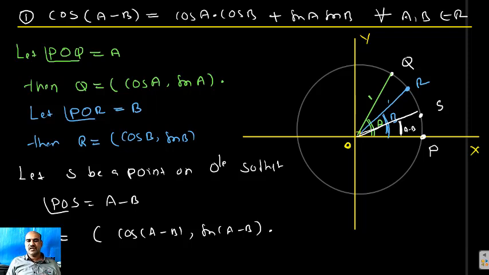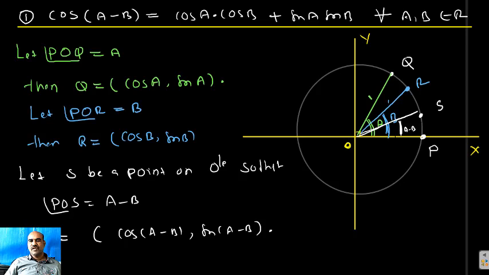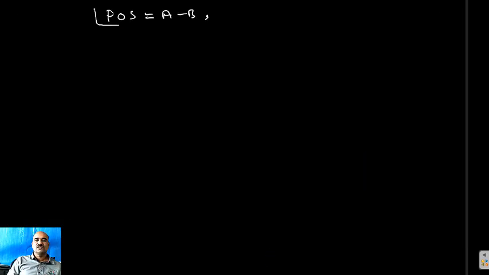Next step, students, observe important thing. Angle POS, I will write in next page. Angle POS equal to A minus B. Observe, students, here angle POR is B, angle POQ is A, so what is this angle? This angle also A minus B only, no? A minus B. ROQ, I will write that, ROQ. Similarly, angle ROQ also A minus B.